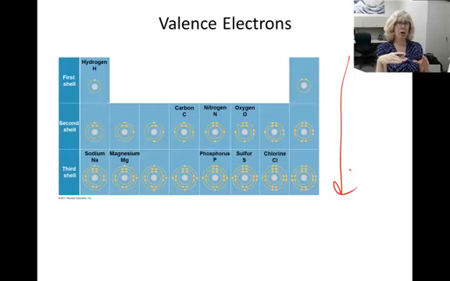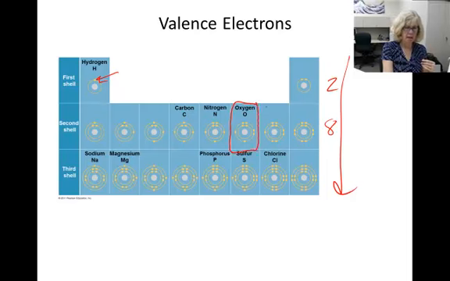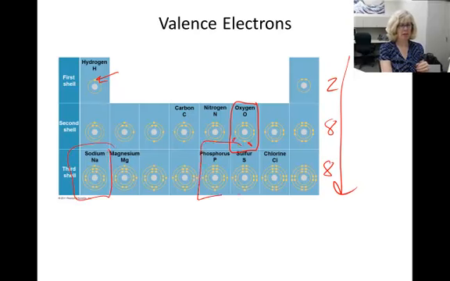The first shell holds a maximum of 2 electrons, and hydrogen has only 1 valence electron in a shell that holds 2. The second shell holds 8 electrons, and oxygen has 6 valence electrons. You can see it here, and has room for 2 more. And the third shell of electrons holds 8 electrons as well. And you can see some important things like sodium and phosphorus are present in this third shell of electrons.